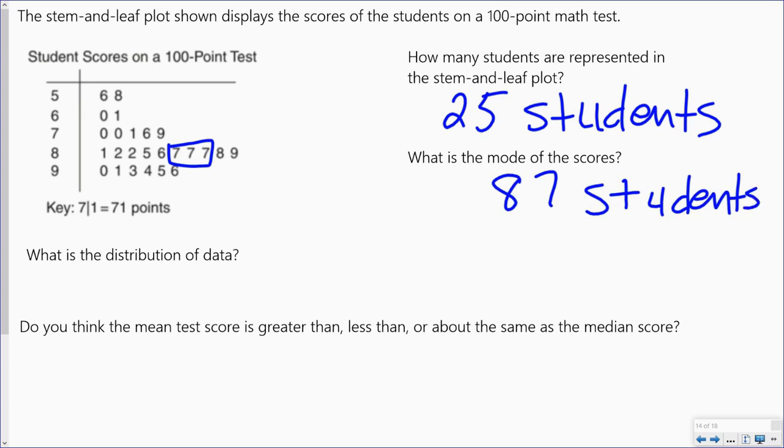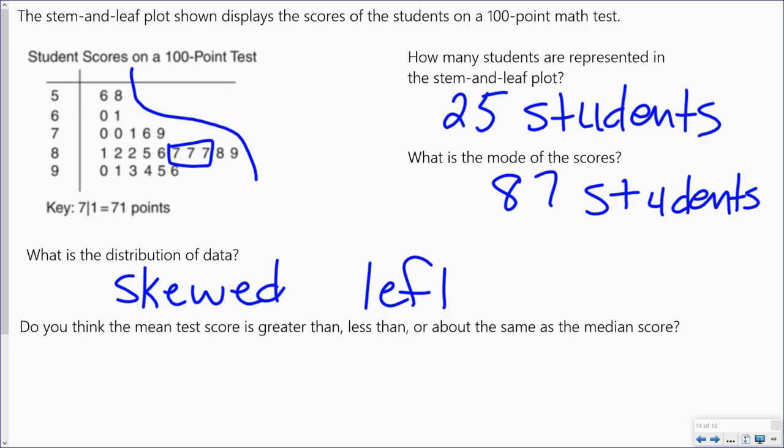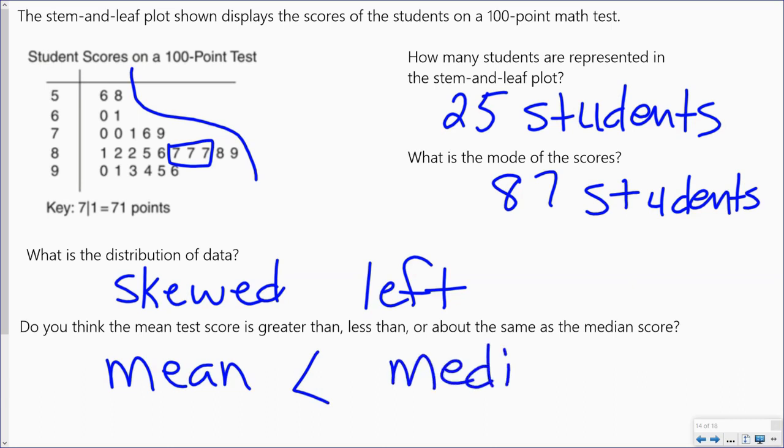What is the distribution of the data? Well, when I draw out kind of my line here, it looks like it is skewed left. Do you think the mean test score is greater than or less than or about the same as the median test score? Well, I think that the mean will be less than the median score.